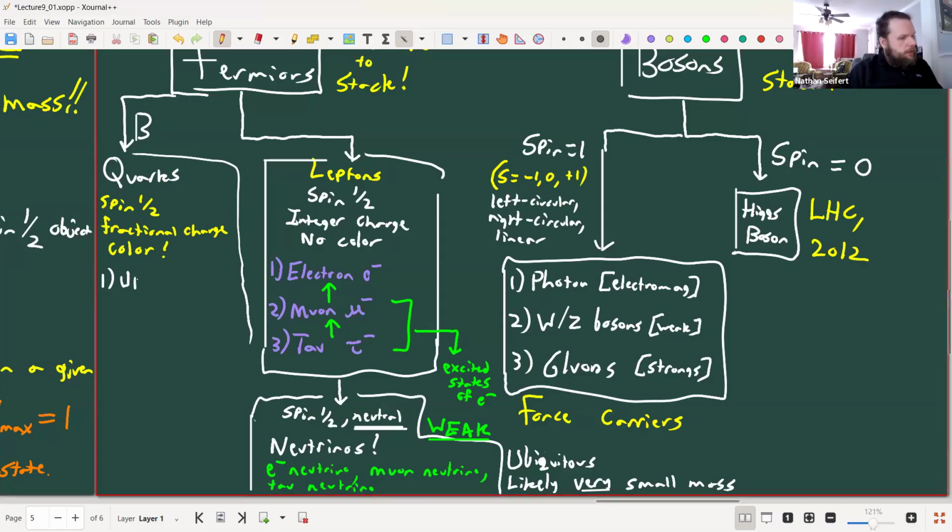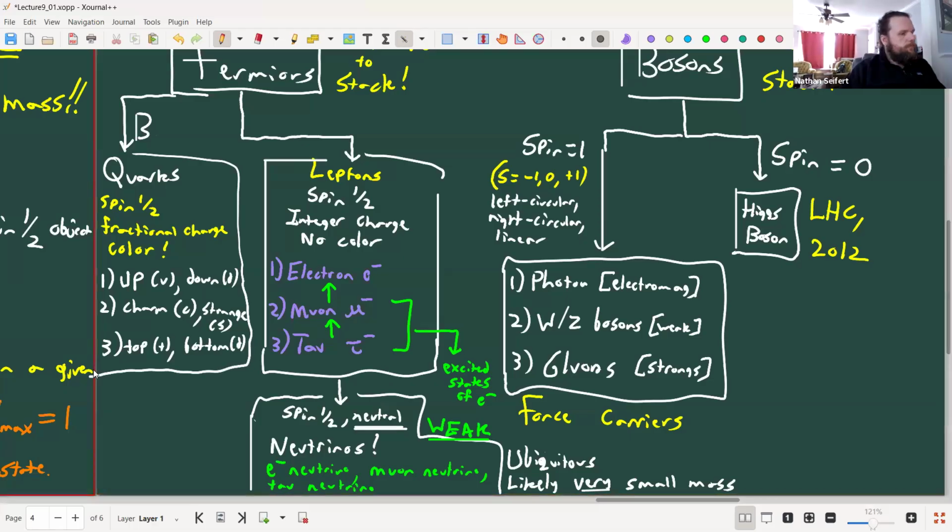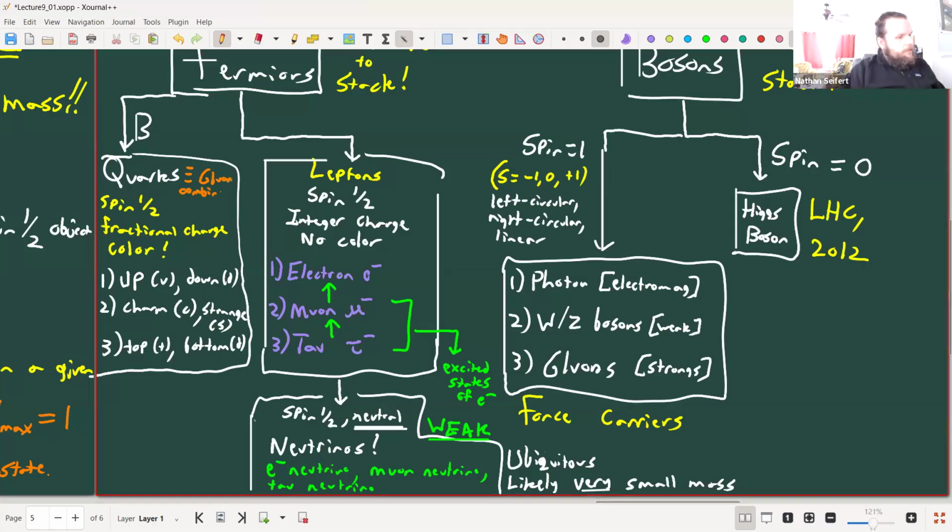There's the up, the down, the charm, the strange, the top, and the bottom. Okay. And quarks are made up of gluons. They're made up of pairs of gluons, gluon combinations. So they're made up of color.